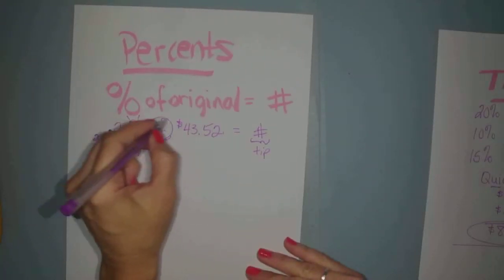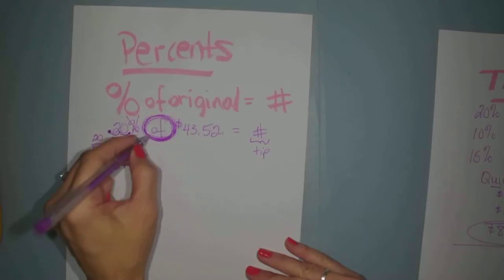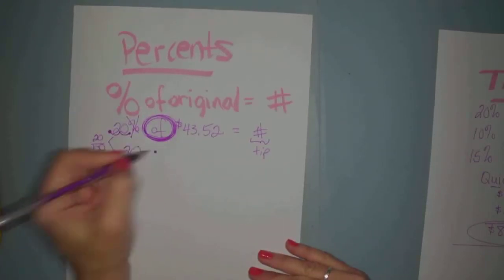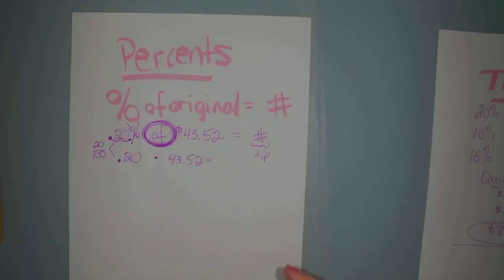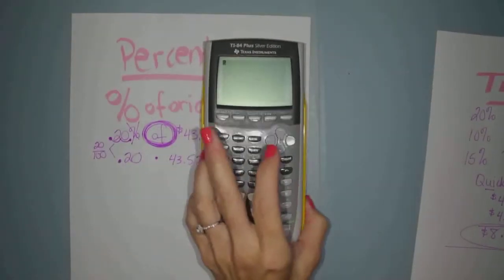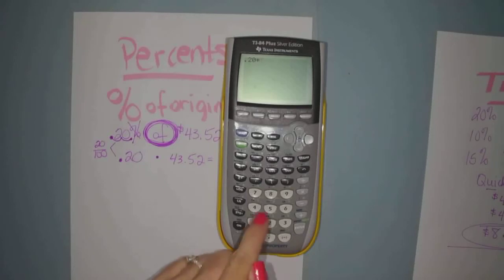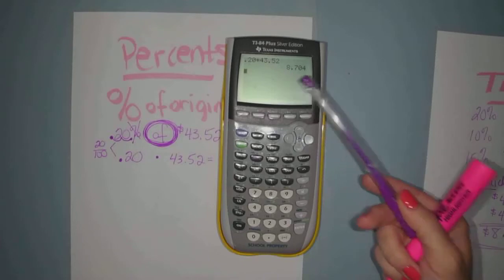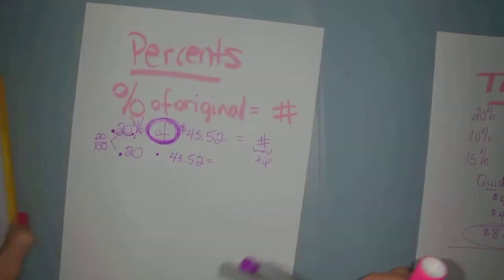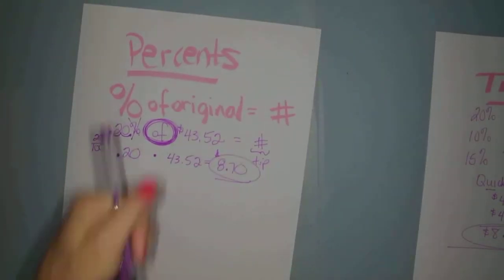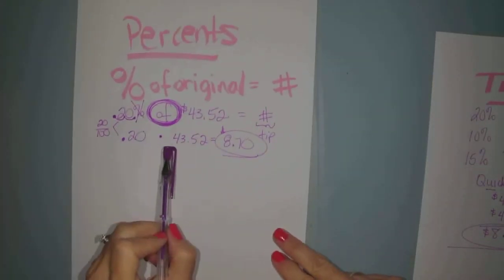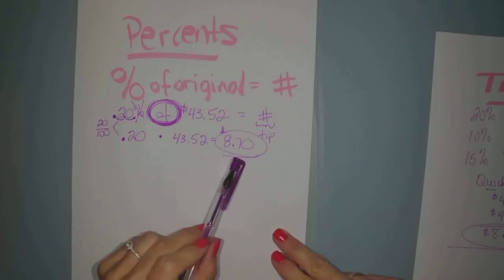In math, anytime you see the word of, you multiply. And then we just bring down the $43.52. If you have a calculator on your phone or you have your TI with you, you're just going to press in 0.20 times $43.52. And there's that $8.70. But we knew that from our quick and easy way. This is the not so quick and easy way. This is using the magic equation: percent of the original equals the number you're looking for.